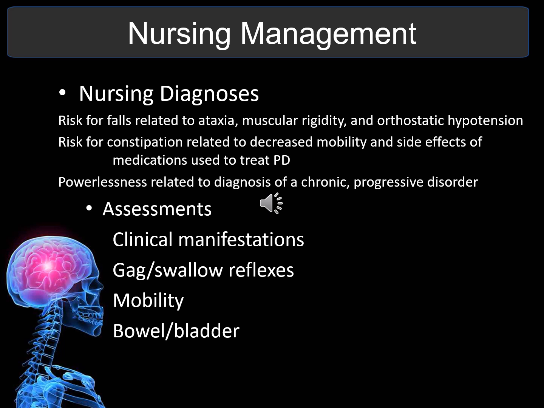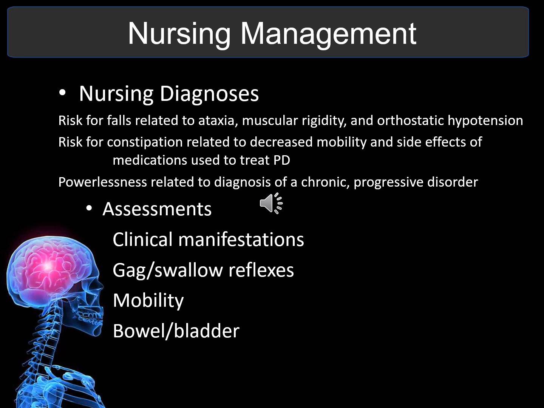Our nursing management is very important. We want to make sure we're giving them their medications to treat the clinical manifestations. We want to implement safety precautions. This disease process can affect sleep and driving while impaired, meaning your muscles aren't working and your brain isn't working well. You can have a little bit of dementia because of the Parkinson's, so we want to be careful with that. Evaluate, all that good stuff.